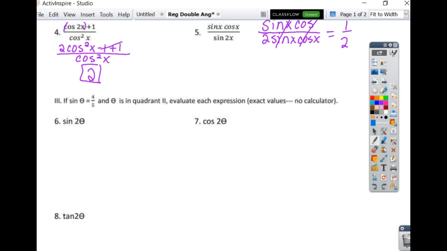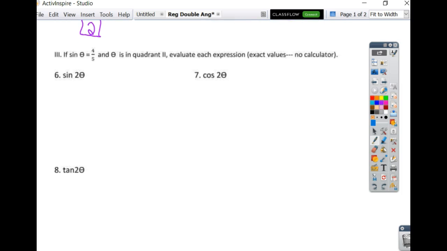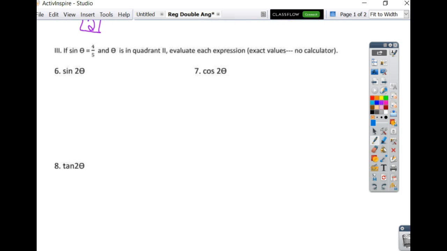All right. So going to number 6. Look, we can cross off the tangent. There you go. Cross that off. I'm not going back. Cross them out.